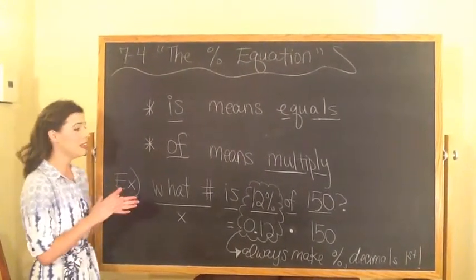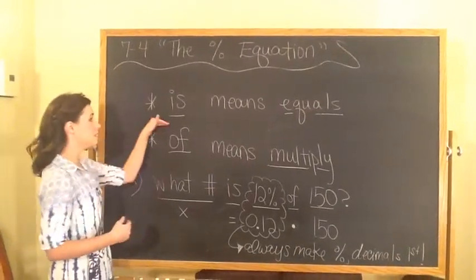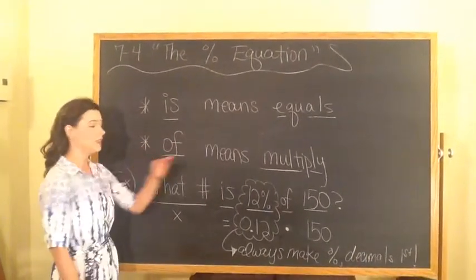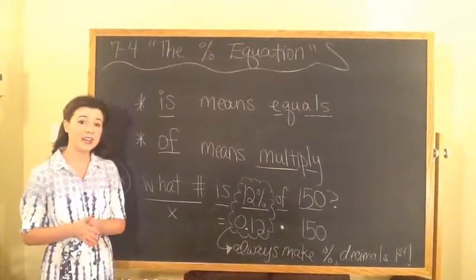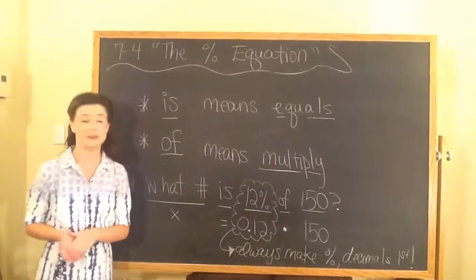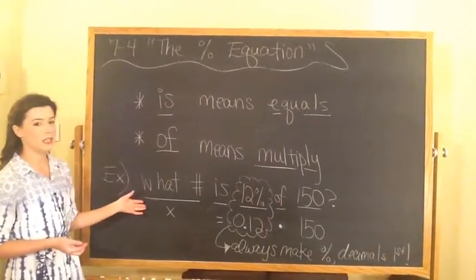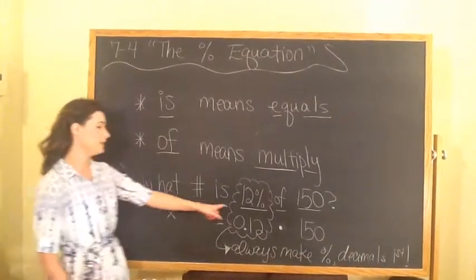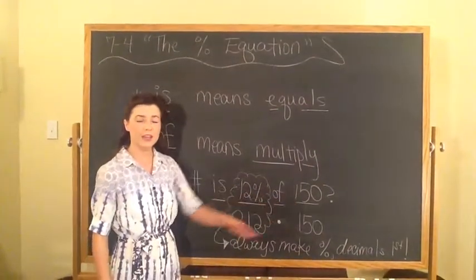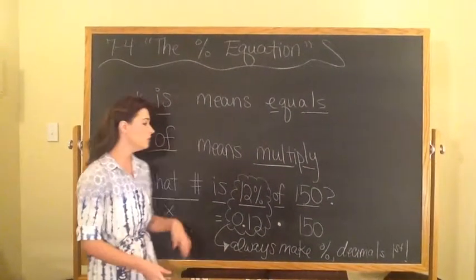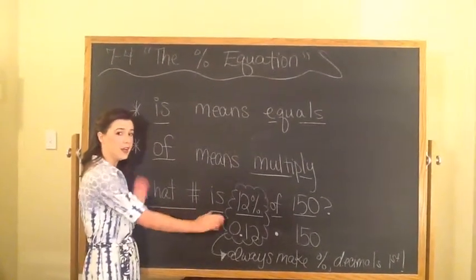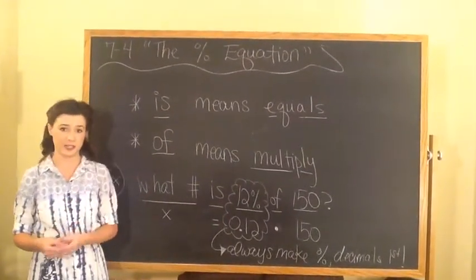The two main things that you need to know are: "is" means equals and "of" means multiply. If we can get that down, it won't be that hard of a lesson. An example would be if it says, what number is 12% of 150? This is exactly how you write it down. Just how you read the word sentence, we're going to write our number sentence in the same order.